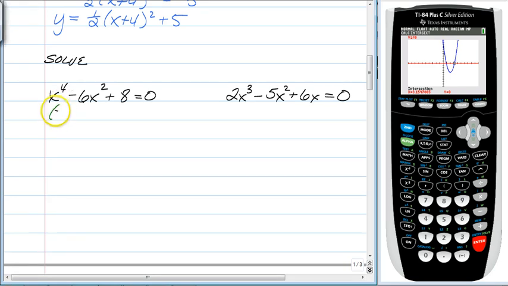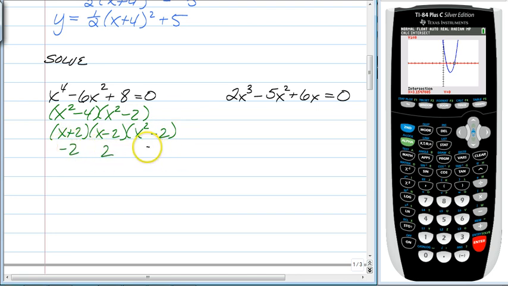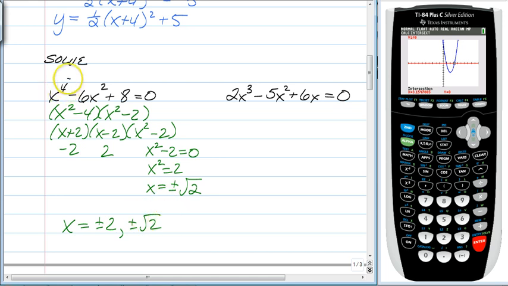But we can factor it. (x squared minus 4)(x squared minus 2). And this can factor even more. This is going to give us an (x plus 2), an (x minus 2), and then of course our (x squared minus 2). So this guy is going to give us a negative 2, this is going to give us a positive 2, and this is x squared minus 2 equal to 0, so x squared is equal to 2, so x is equal to plus or minus square root of 2. So our final answer, x is equal to plus or minus 2, and plus or minus square root of 2. Now here's the thing, we had x to the 4th power, so you're going to have up to 4 solutions, so that makes sense.